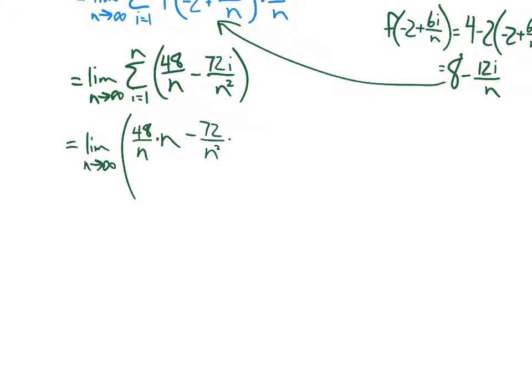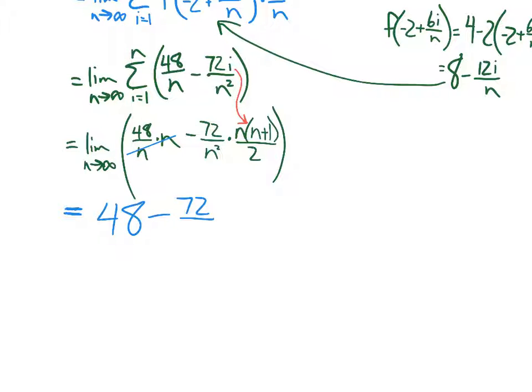And the sum of the i's, we have the formula for: n times n plus 1 over 2. 72 over 2 is 36. Cancel out the n, so we're taking the limit now. The n's cancel, and that's just 48 minus 72n squared over 2n squared, which is 36. So 48 minus 36 is, what do you know, 12, just like we thought it would be.